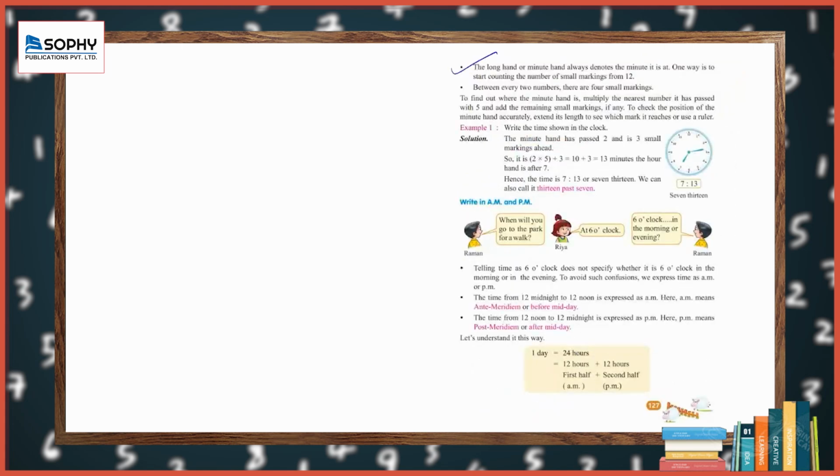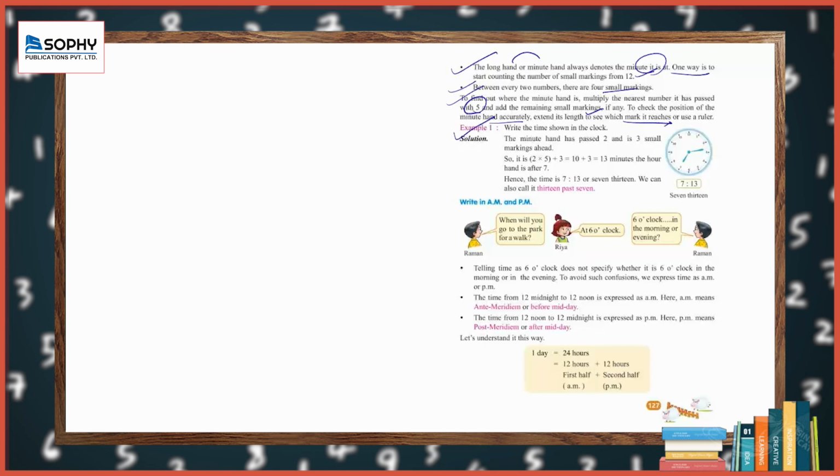Now let's look at the long hand or minute hand. It always denotes the minute it is at, and one way is to start counting the number of small markings from 12. Between every two numbers, there are 4 small markings. To find out where the minute hand is, we have to multiply the nearest number it has passed with 5, and we have to add the remaining small markings, if any. Now we will check the position of the minute hand accurately, and then we will extend the length to see which mark it reaches, or use a ruler.